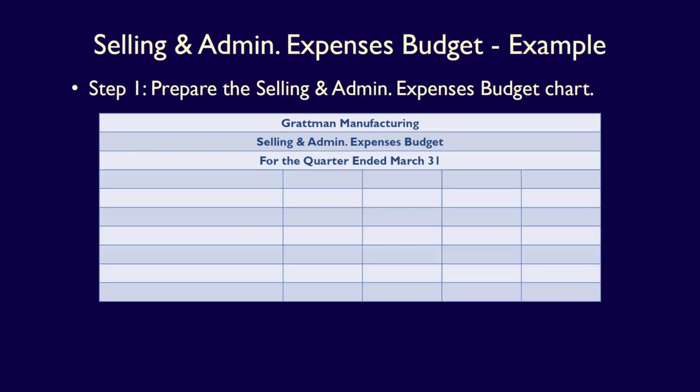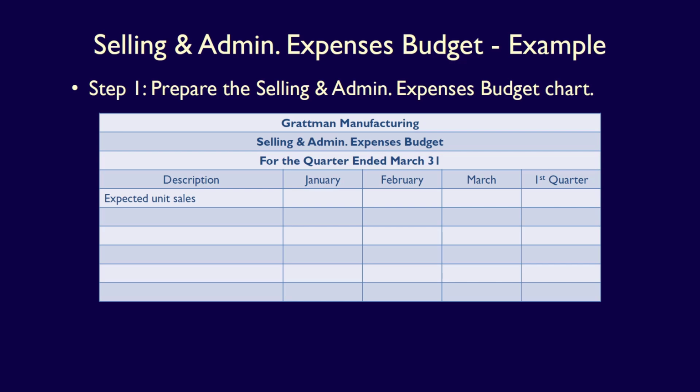We're then going to move on and add the necessary columns. Since we're completing the budget for the months and the quarter, we have 1 column for the description, 3 columns for the months, and 1 column for the quarter, for a total of 5 columns. The headings are description, January, February, and March, and finally the total column, which here is called first quarter.